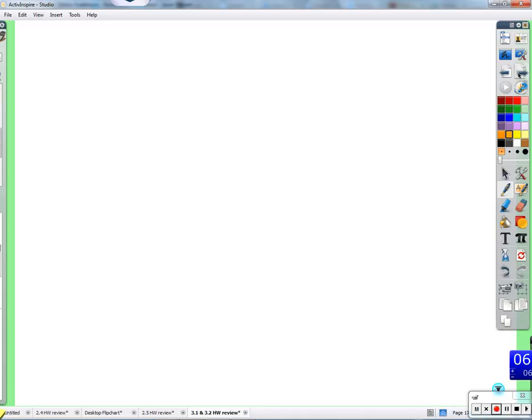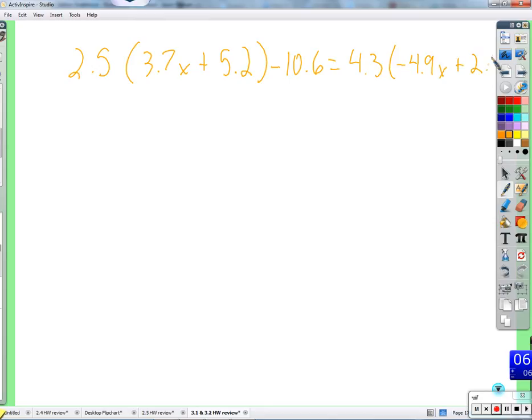Okay, let's do one last doozy. Okay, see how we do. 2.5 times (3.7x plus 5.2) minus 10.6 equals 4.3 times (negative 4.9x plus 2.7). I'm going to need a calculator for this. Yeah, I would use a calculator. Okay, go ahead and solve for x.